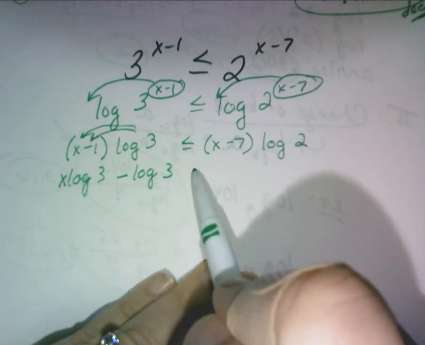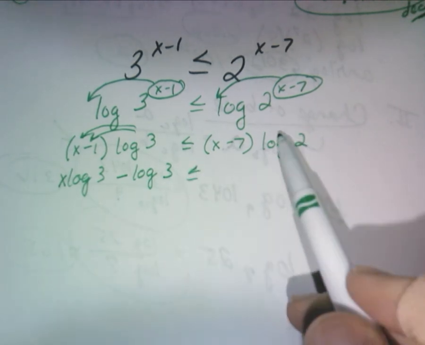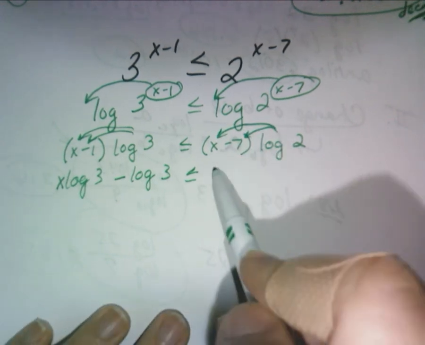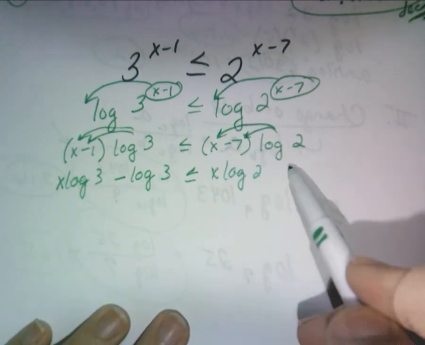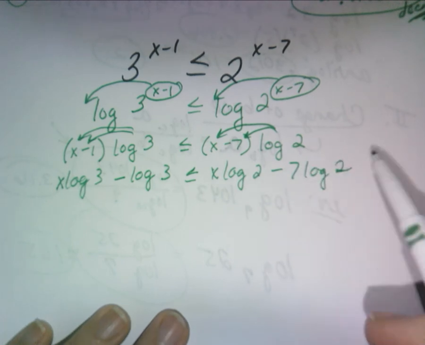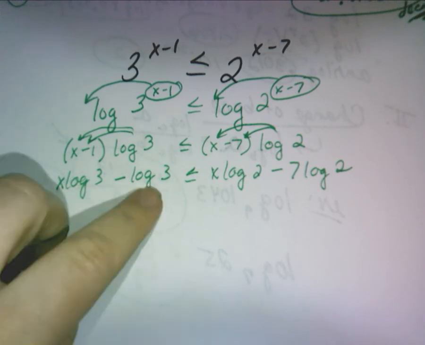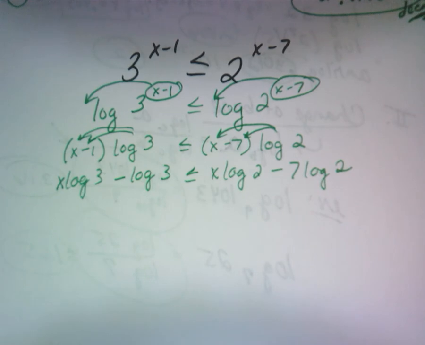So what would be on this side? What would I write over here? x log 2. Good. Minus 7 log 2. Okay. So think back with me. How do I solve the problem now? If I've got x log 3, a log 3, and x log 2. So now what do I do? What do you normally do? If it was just, ignore the logs, what would you just do after that?